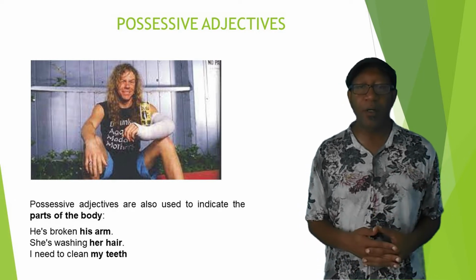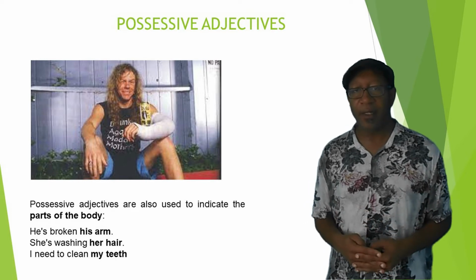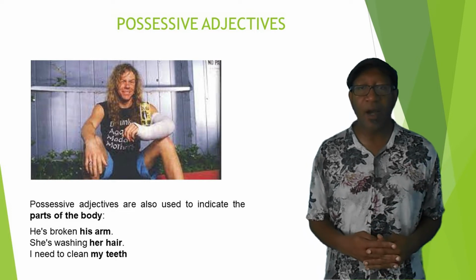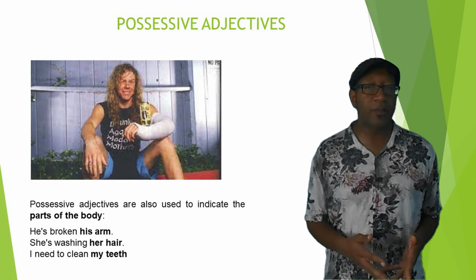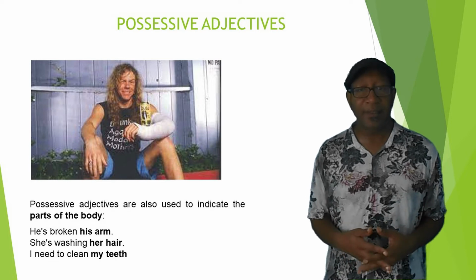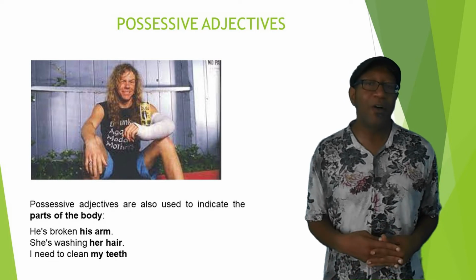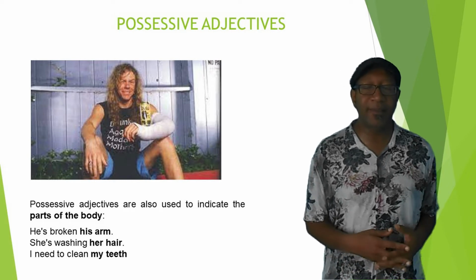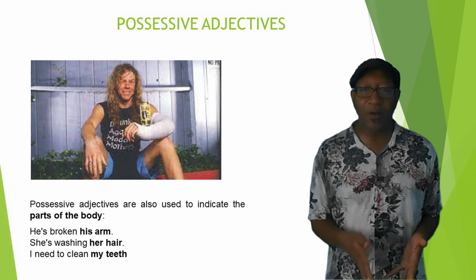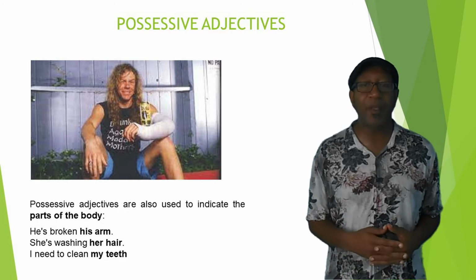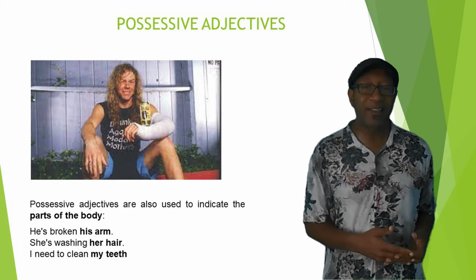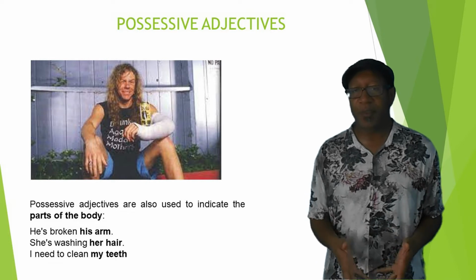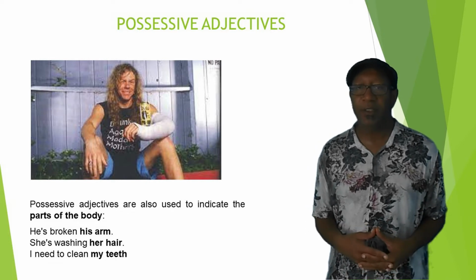In the picture we have the guitar player and singer James Hetfield from the band Metallica, and he has his arm broken. He broke his arm by riding a skateboard, fell on the floor, and could not play guitar because of that. So he had to be replaced by his guitar tech during the concert while he was just singing, because he couldn't use his broken arm to play guitar. These are some examples of possessive adjectives used in the English language.